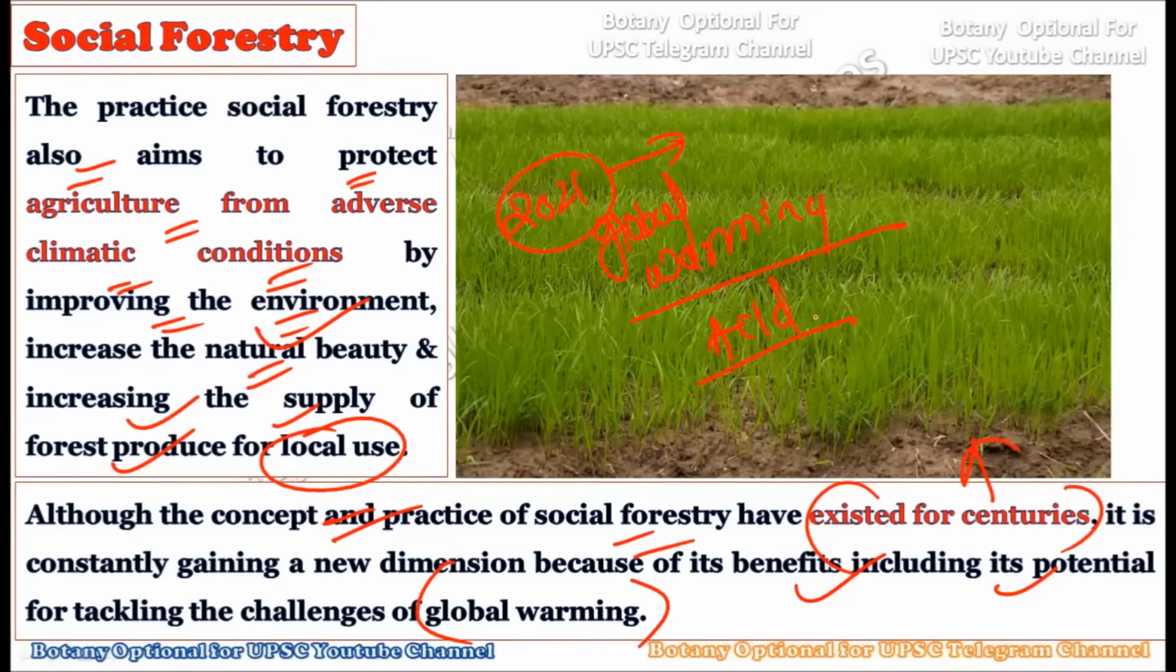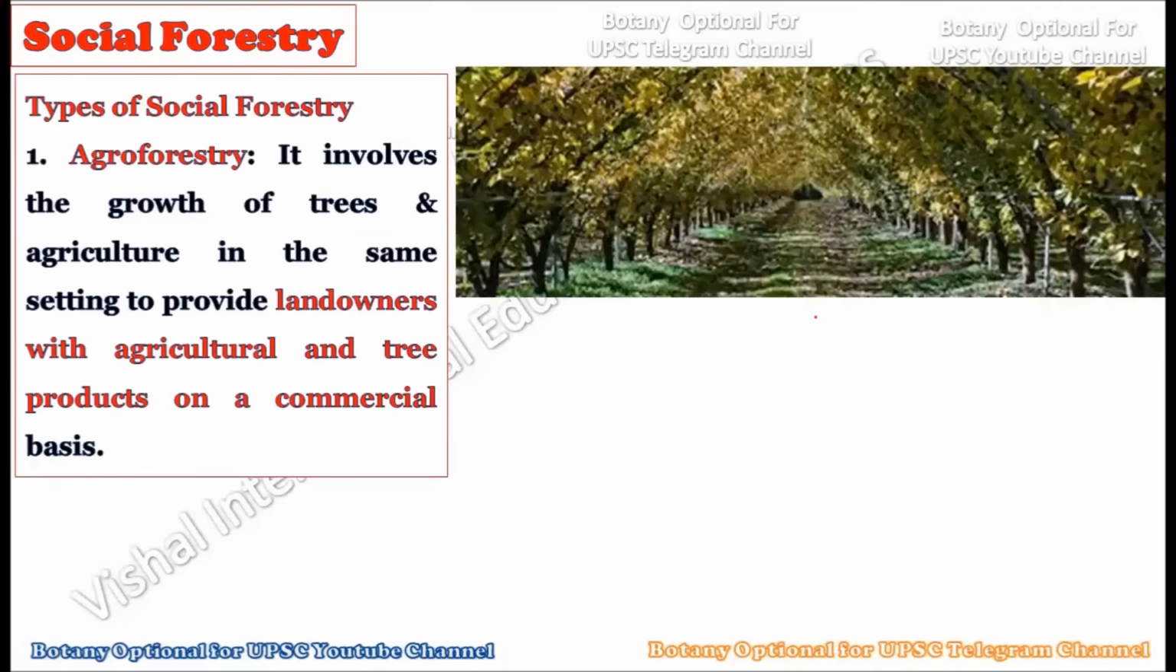And it can provide multidimensional benefits in relation to the environment, agriculture, and all types of practices which are there in the community. Okay, and that is why this particular social forestry concept is gaining popularity due to the global warming which is occurring nowadays. Okay, now see the types of social forestry. Let us consider which are the different types of social forestry.